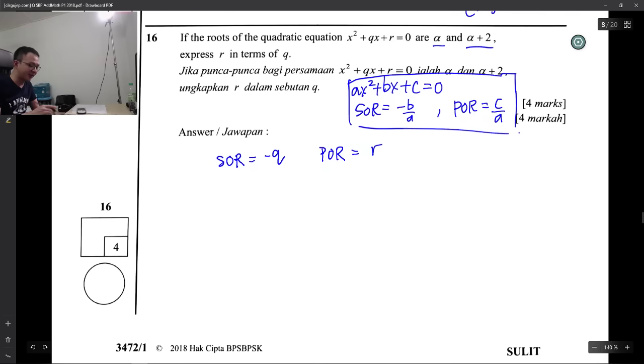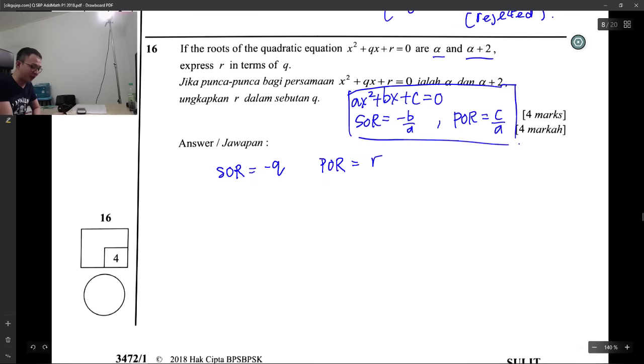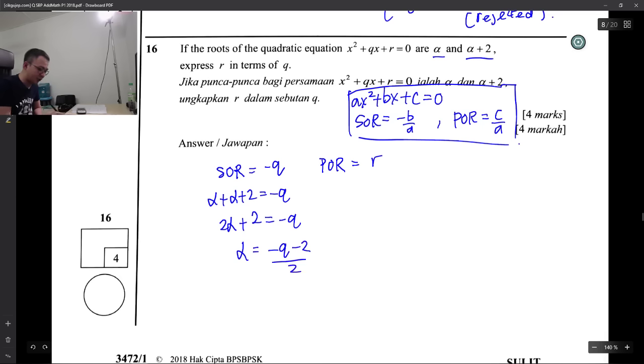So therefore, in this case, a is 1. So I will get negative q over 1. This one is just r over 1. Alright, sum of roots means both roots added together, right? So 2 alpha plus 2 equals negative q. So my alpha will equal negative q minus 2, over 2. Product of roots means alpha multiplied by alpha plus 2, right? So alpha squared plus 2 alpha equals r.